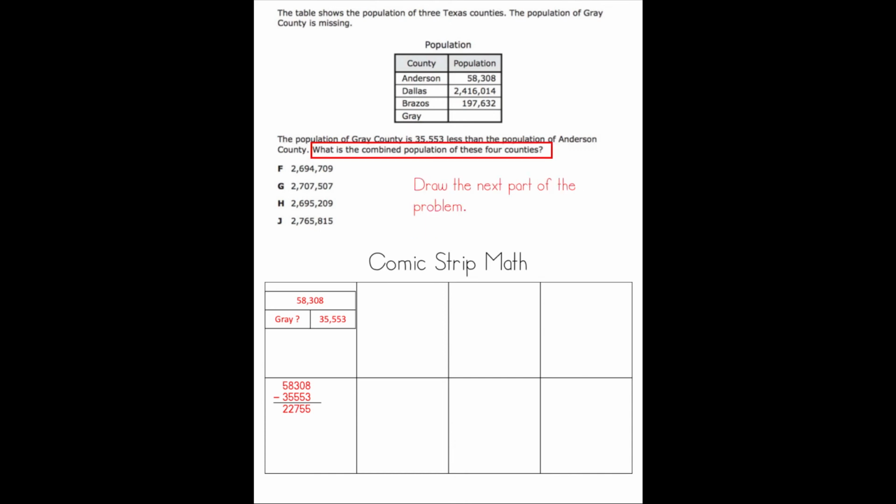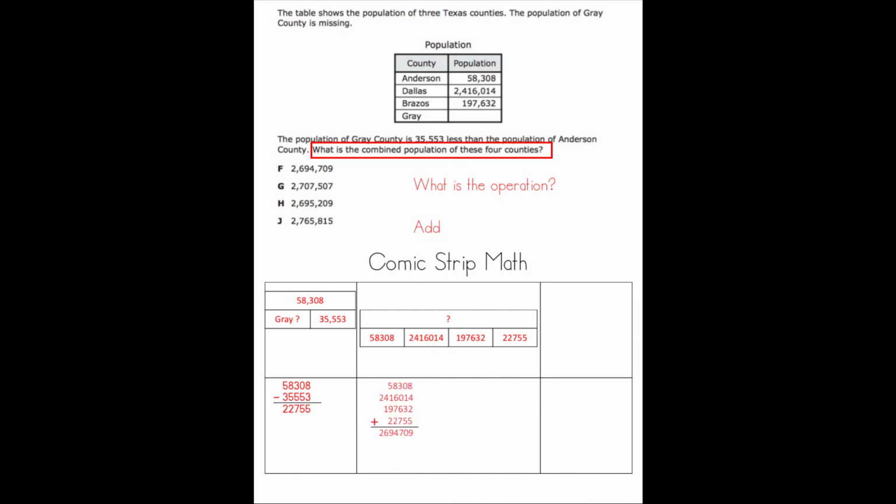Then I'm going to draw the next part of the problem. What is the combined population for these counties? So I'm just going to draw that out. I know what all 4 of them are. So then I go through my questions. Do I know the total? No. Do I have equal groups? No. What is the operation? It's to add. So then I add those up and I come up with my answer.